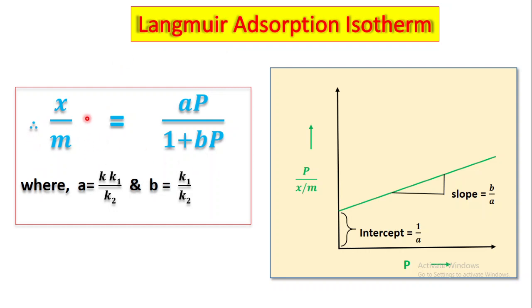This is the Langmuir adsorption isotherm equation, where x by m is equal to ap upon 1 plus bp. This is the plot which we are going to see in detail. On the y-axis we are plotting the ratio of pressure and extent of adsorption, and on the x-axis we are plotting the pressure, and this is the nature of the curve. We will see in detail.